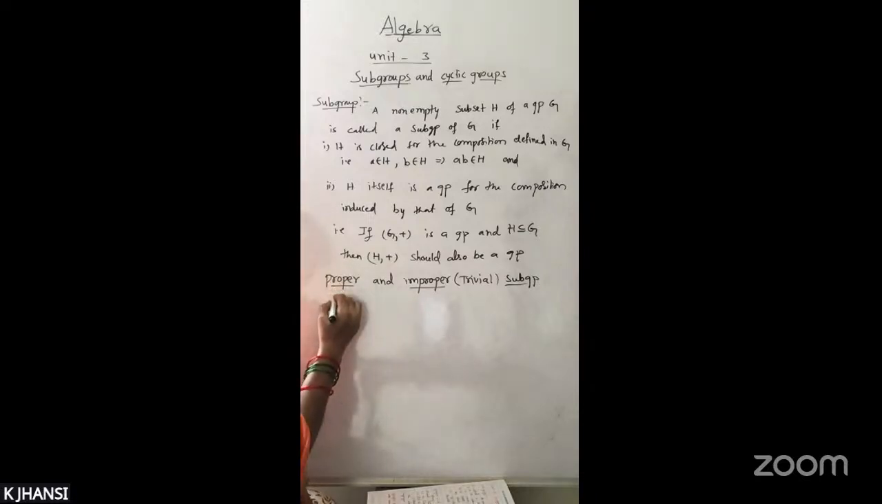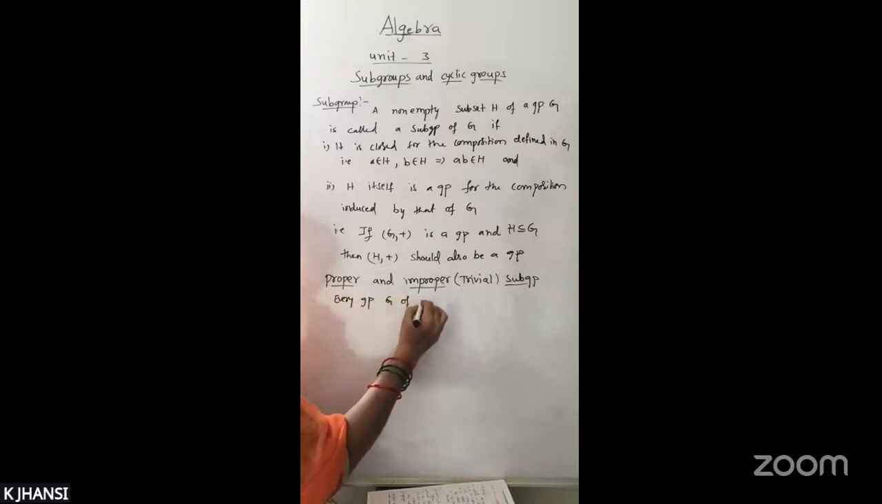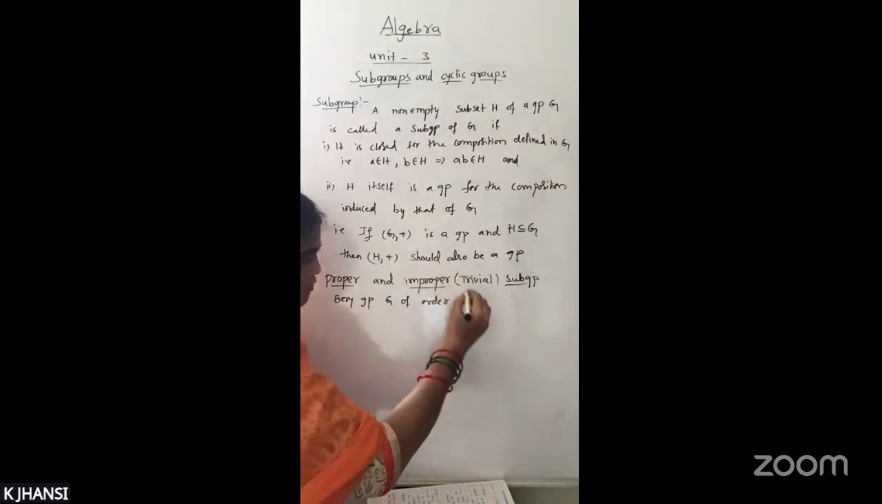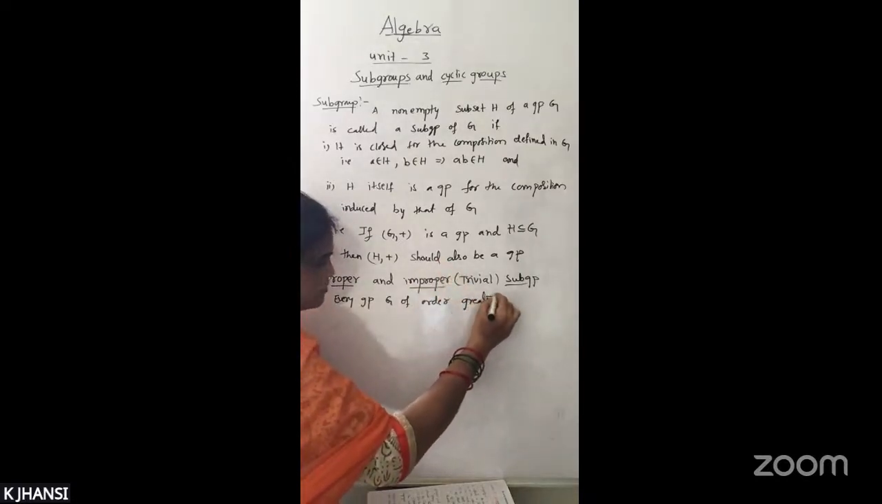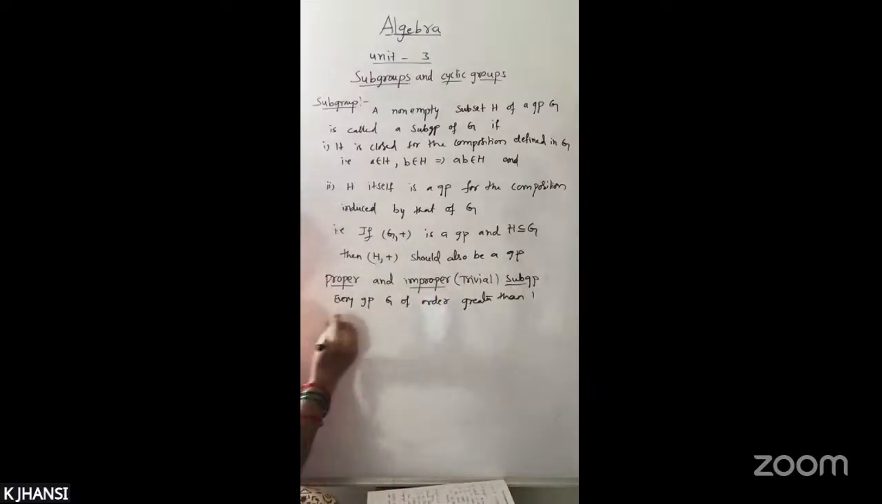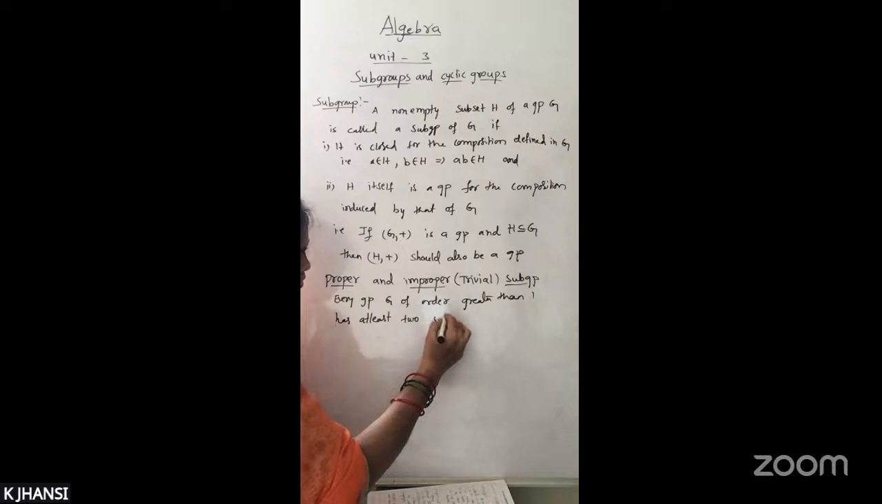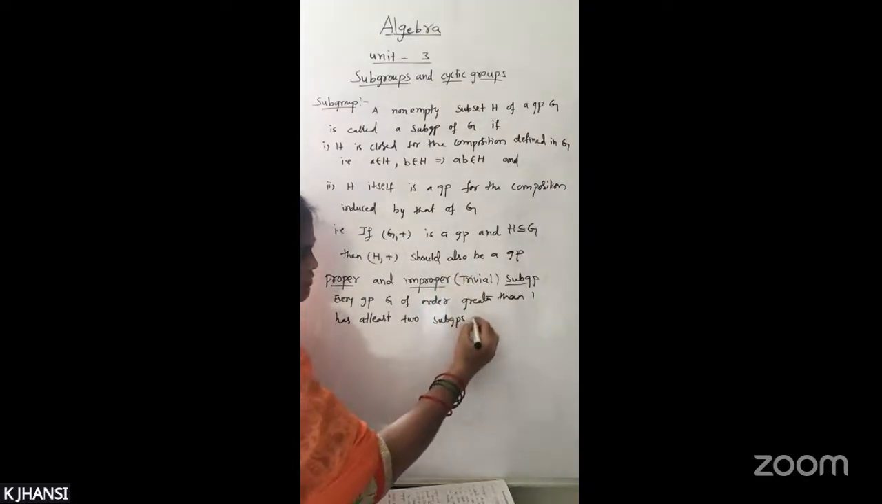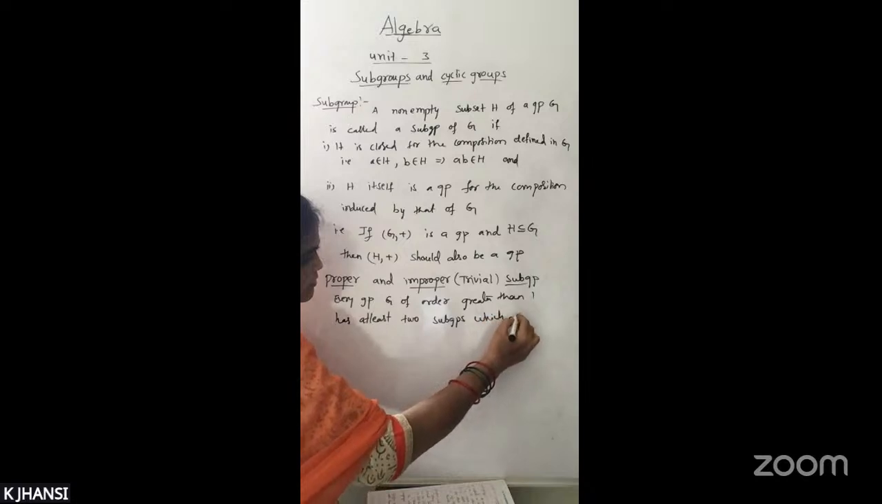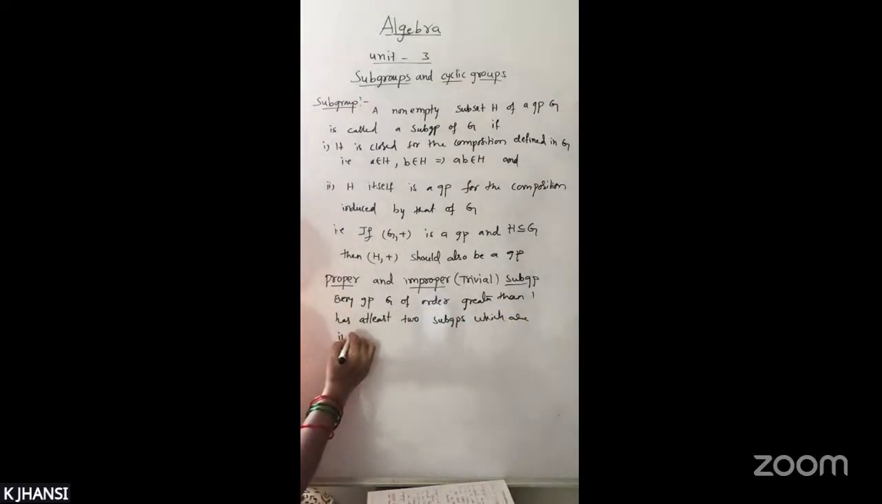Every group G of order greater than 1 has at least two subgroups, which are G itself, and the second one is E, the identity element.